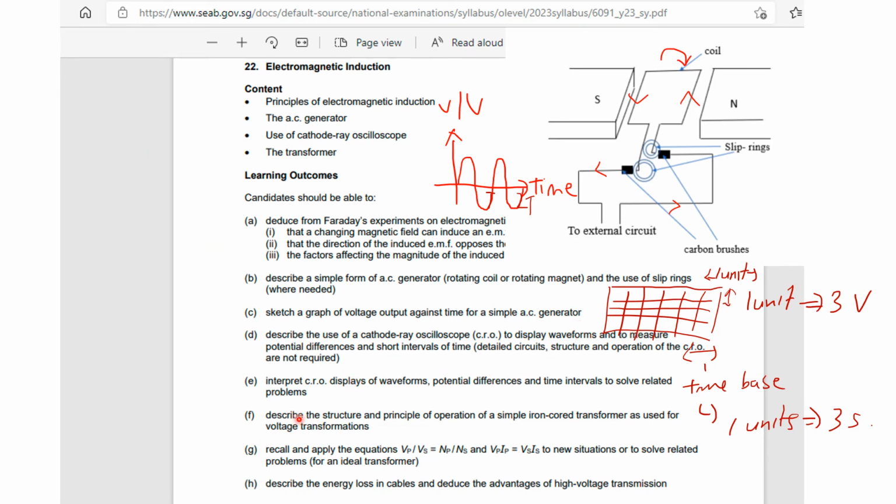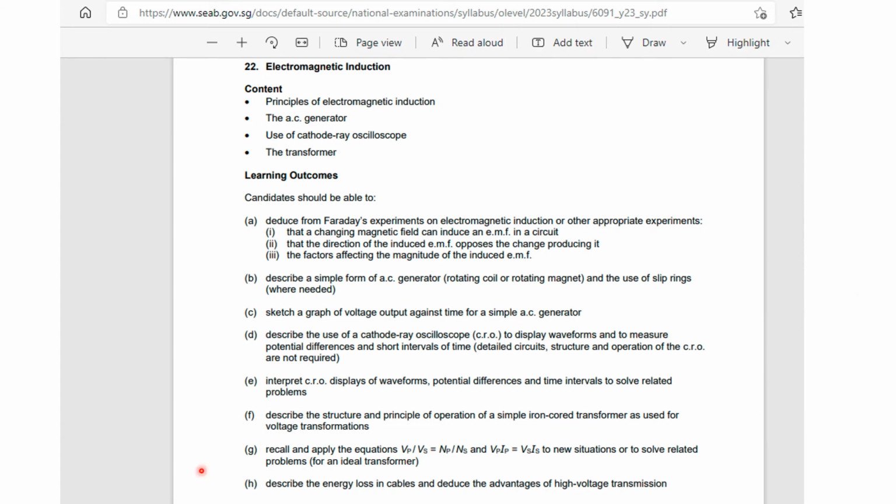All right. So now we have covered the AC generator. Next, let's move on to transformers. So in part F and part G, basically it is on transformers. What you need to know is that the transformer works based on electromagnetic induction. So you can step up or step down a voltage by means of a transformer. So let me talk more.